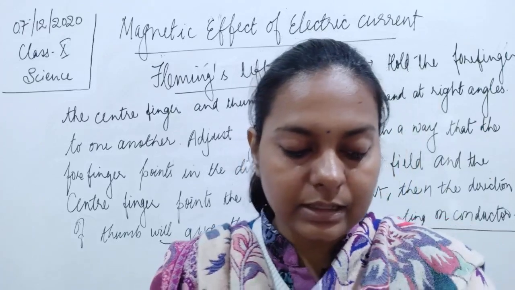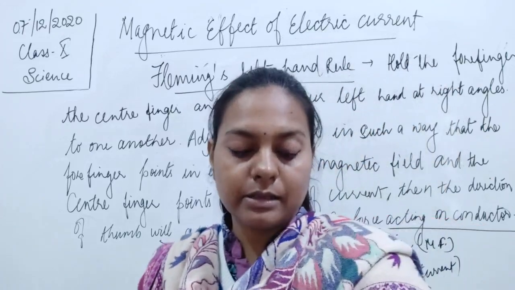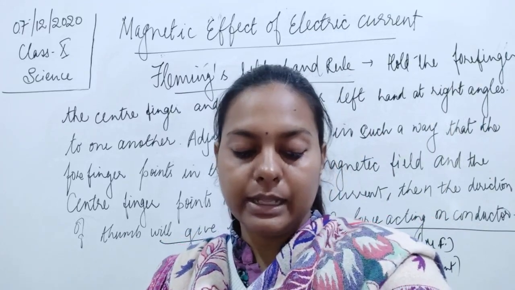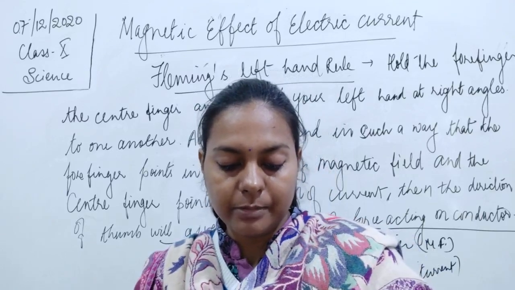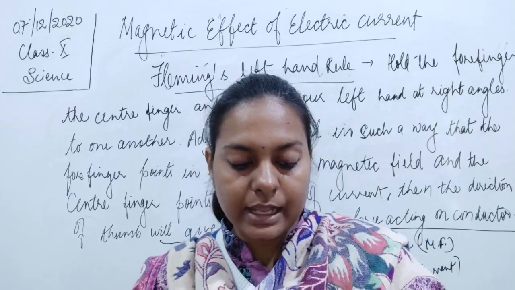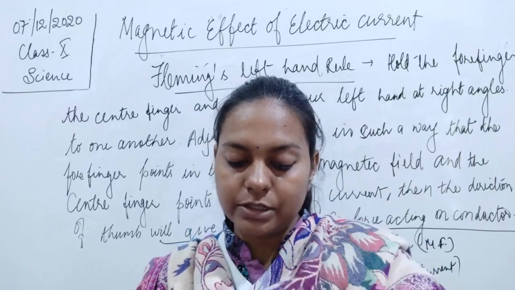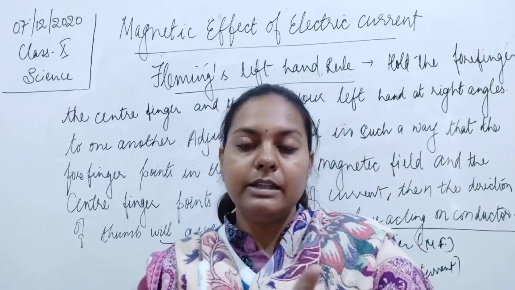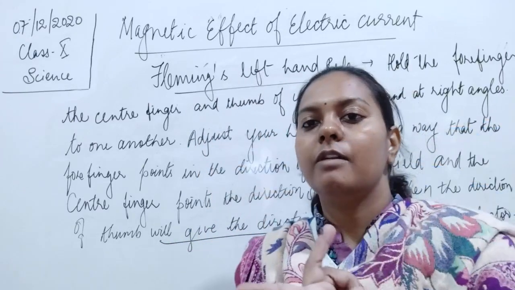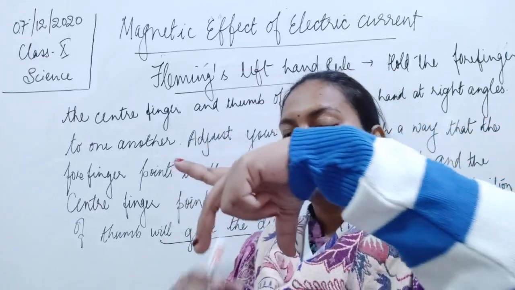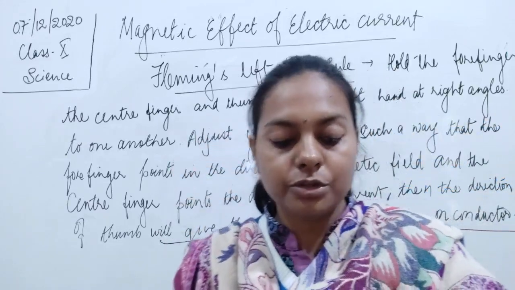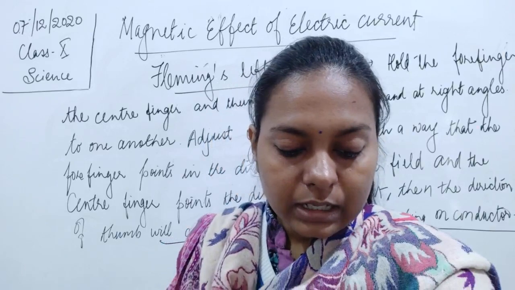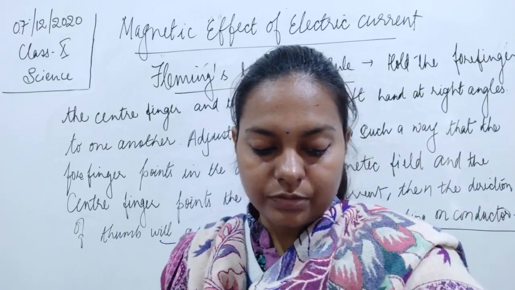Now I will explain some more things. Please listen to them carefully. We can write the Fleming's left hand rule in another way: hold the forefinger, the center finger and the thumb of your left hand at right angles to one another and adjust in such a way that the forefinger points the direction of the magnetic field, the center finger points the direction of the current, and this thumb is always going to provide the direction of the motion of the straight conductor. Okay, so you can write this in another way also.